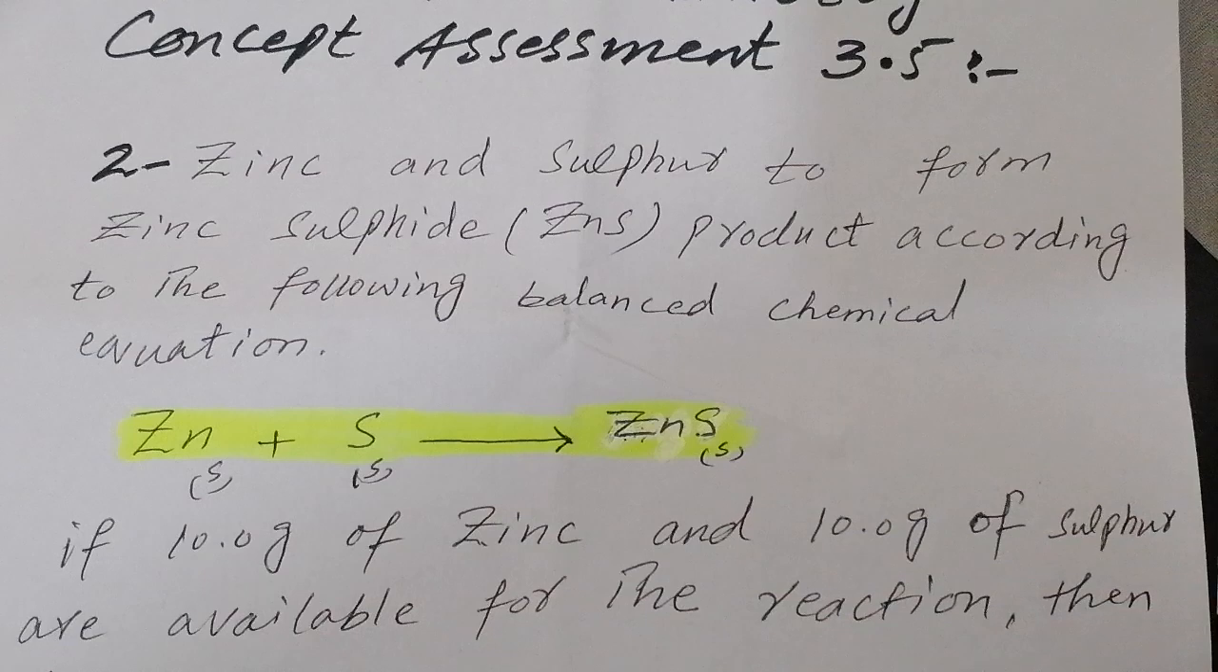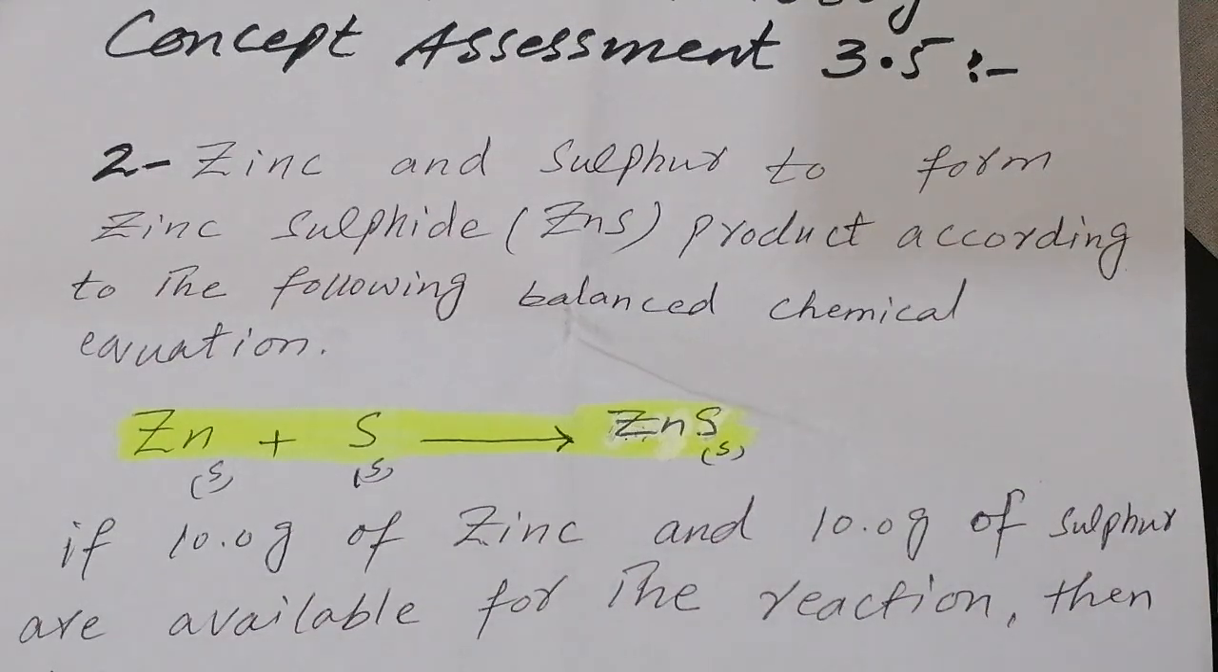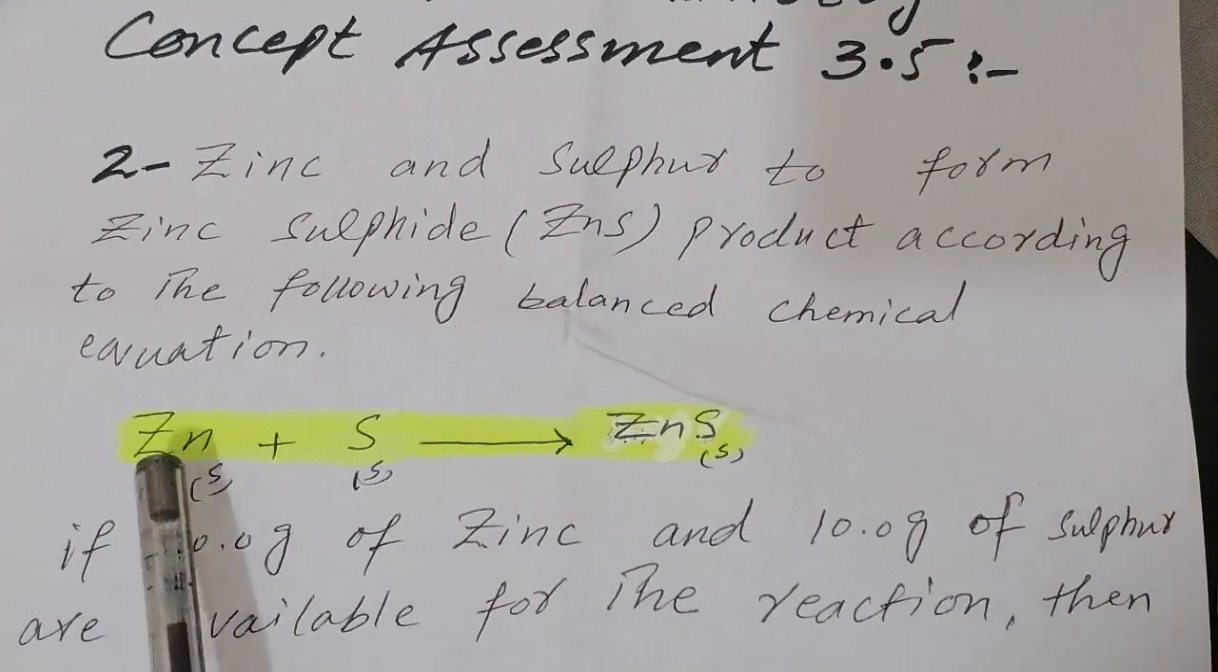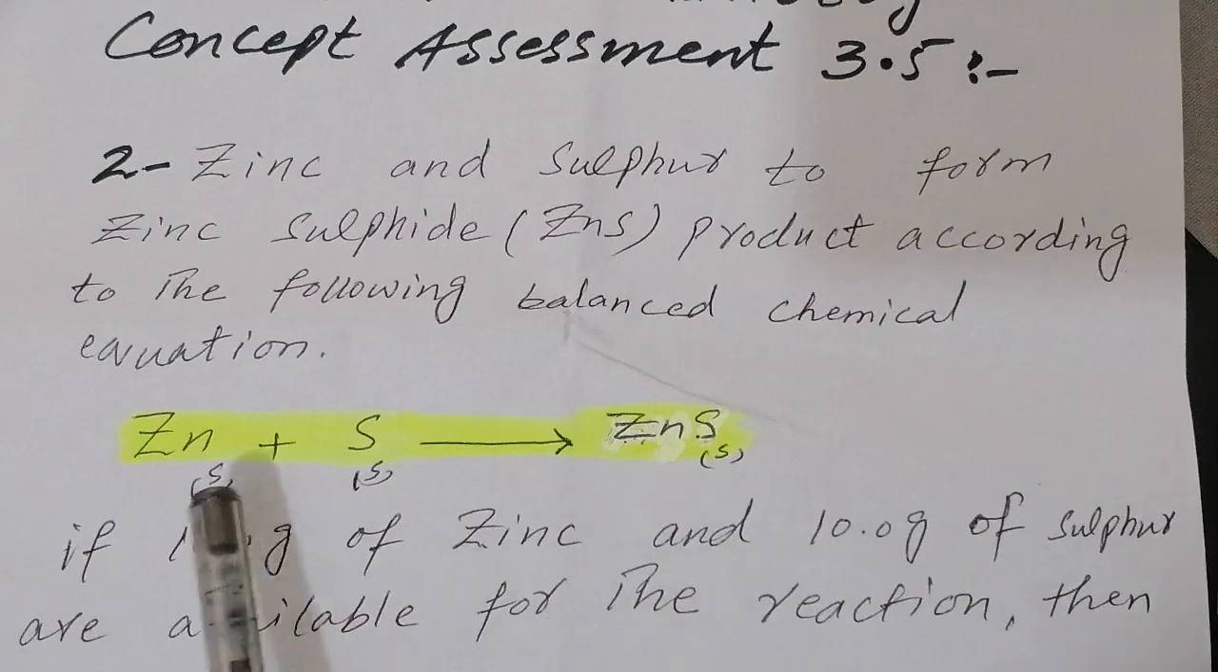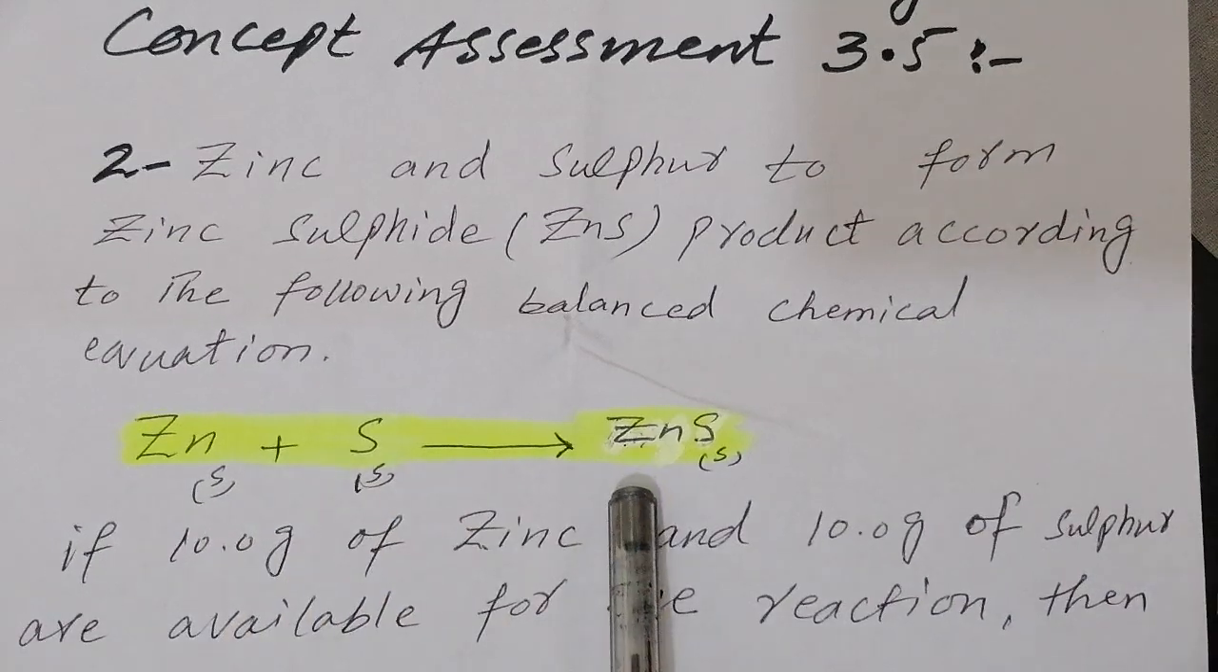Dear students, today our topic is Concept Assessment 3.5. In this assessment, we have to find two things. One, which reactant is called the limiting reactant, and how much product, zinc sulfide, is produced in this reaction. In this case, we have a reaction in which zinc reacts with sulfur to produce the product zinc sulfide. This is the balanced chemical equation for this reaction.